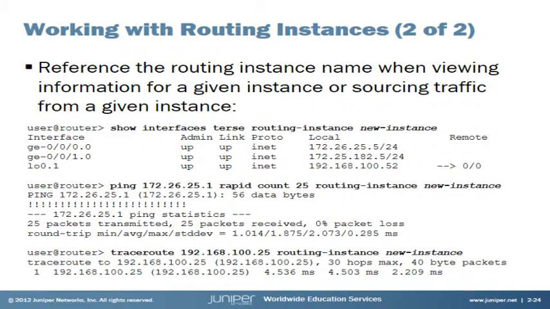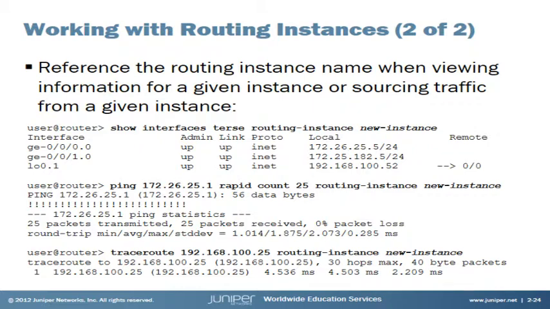This rapid count 25 is just an option that you get to put onto the ping command. Whether or not you're using a routing instance with it is irrelevant. It just works either way. Just shoots 25 packets out.